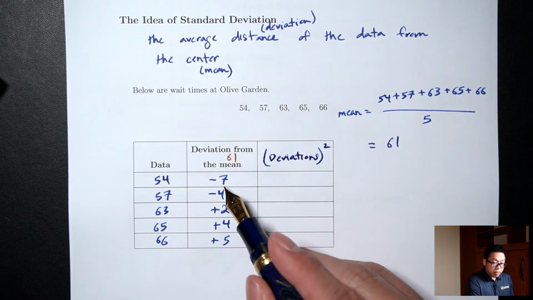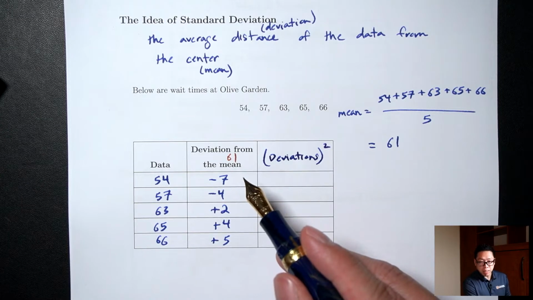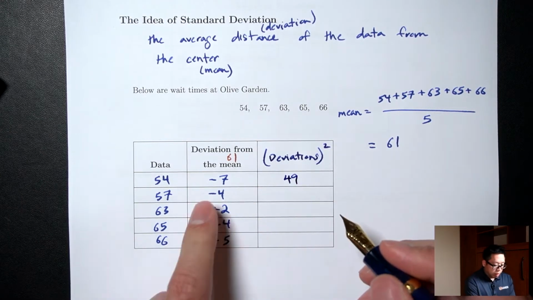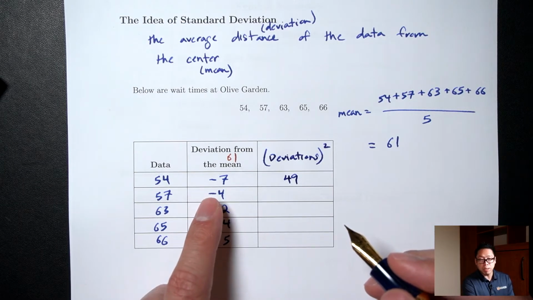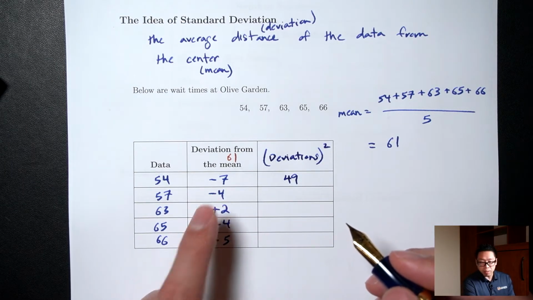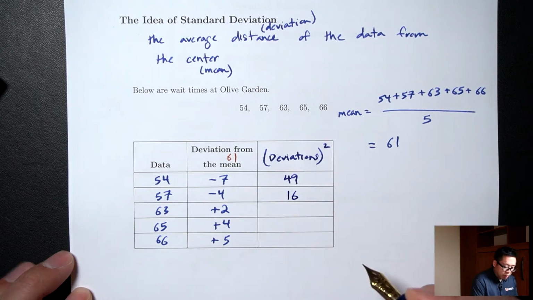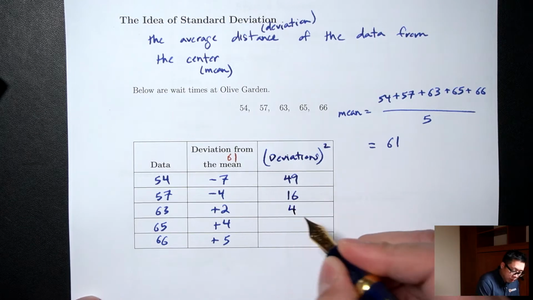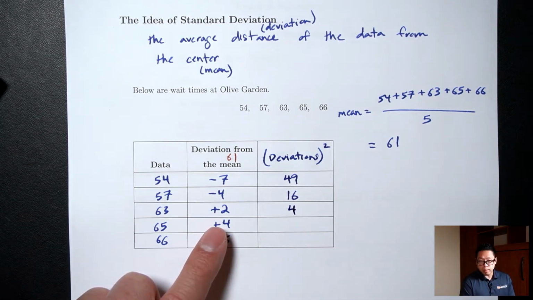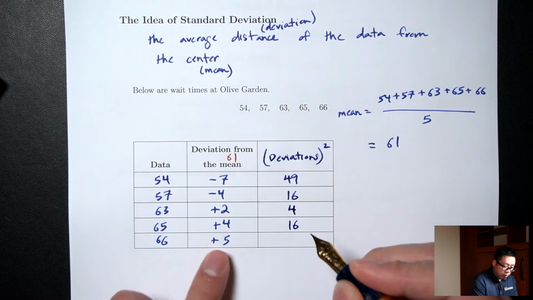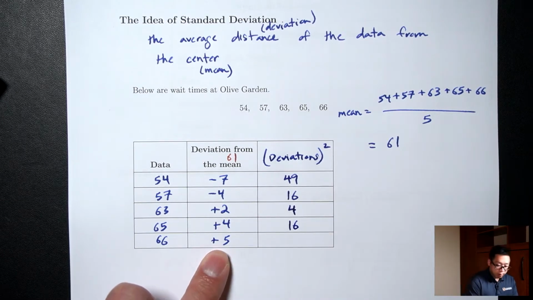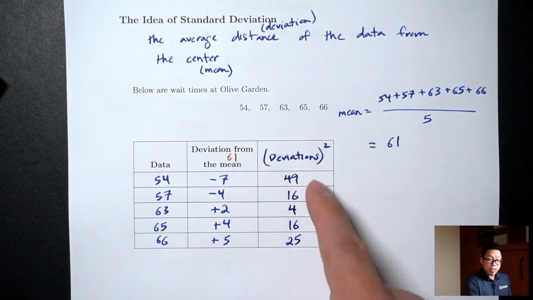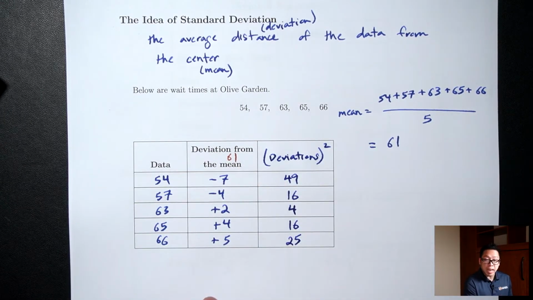So -7 squared, that just means -7 times -7. That's a positive 49. -4 squared, that means -4 times -4. That's a positive 16. 2 squared, 2 times 2, that's a 4. 4 squared, that's 4 times 4, that's a 16. 5 squared, 25. 5 times 5. Okay, I squared things, now everything is positive. Now I don't have that issue of things adding up to 0.